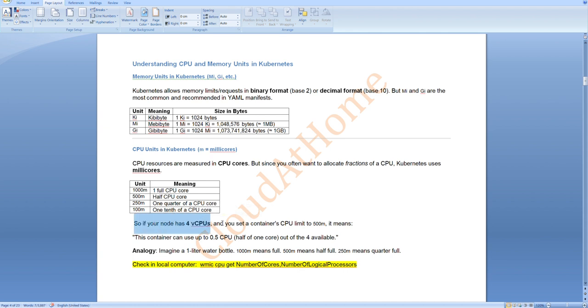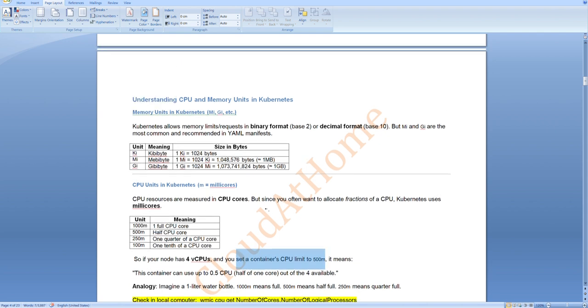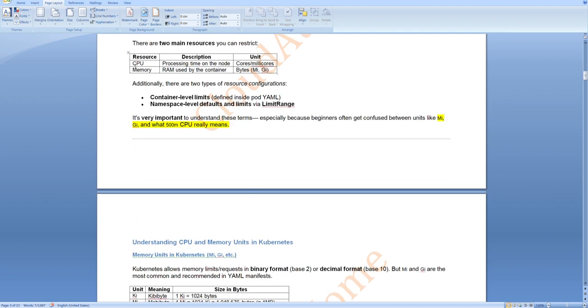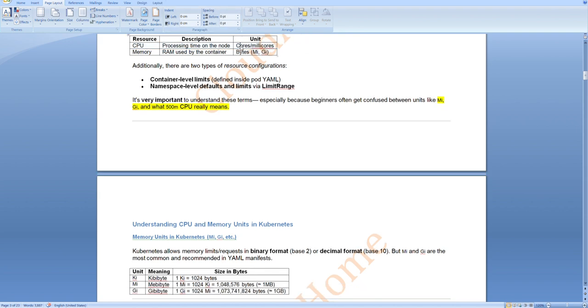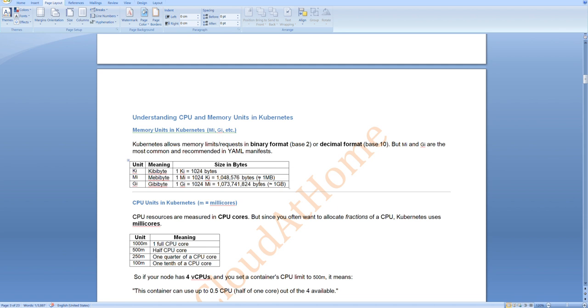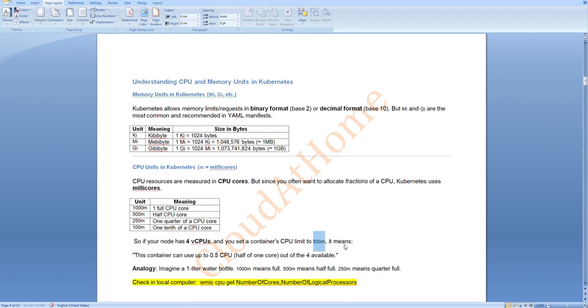If your node is having 4 vCPU, then you can set your container limit to 500. And if you are setting your container CPU limit to 500 millicores, that is 500 M, then it means the container can use up to 0.5, that is 50% of the CPU, right? Is it correct?